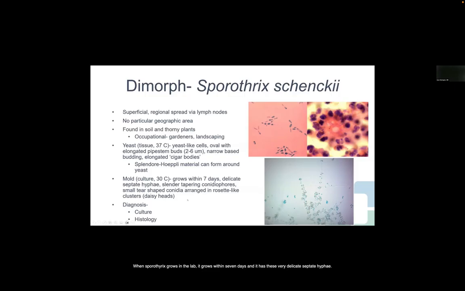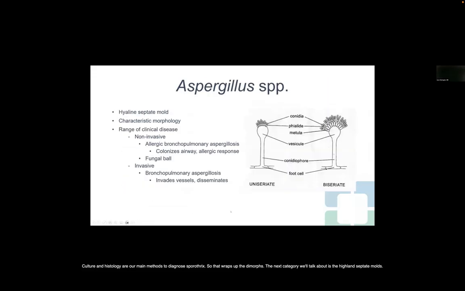When Sporothrix grows in the lab, it grows within 7 days, and it has these very delicate septate hyphae, slender tapering conidiophores, and then the tear-like conidia, which are shown here. They cluster in a rosette pattern, resembling a daisy head appearance. And so you can see that in this picture down here at the bottom. Culture and histology are our main methods to diagnose Sporothrix. So that wraps up the dimorphs.